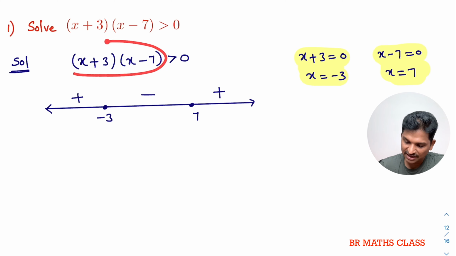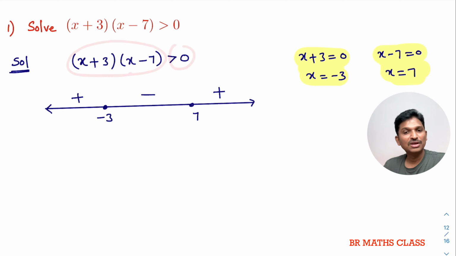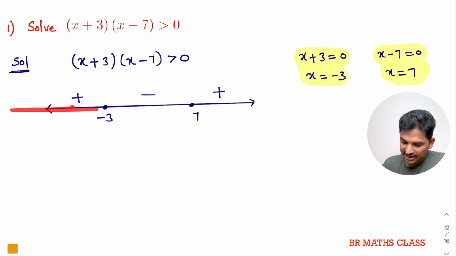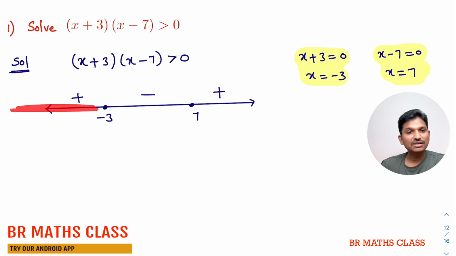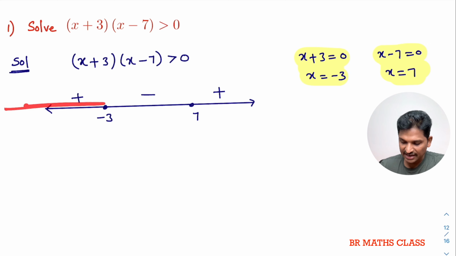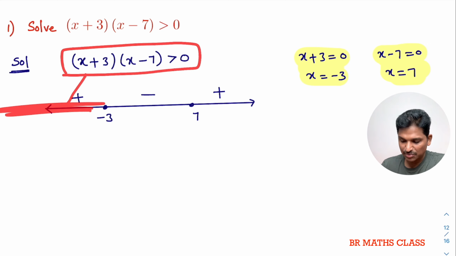When I substitute x equal to 8 in this, what number you will get? That is 100% greater than 0. Not only that, you take any number here in this part. What numbers are there here? Minus 4, minus 5, like that. You take any number in this area. If you substitute that number in this inequality, it must and should satisfy.